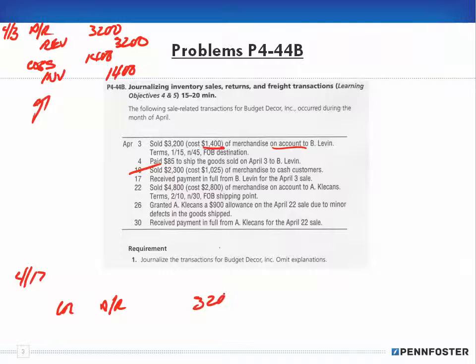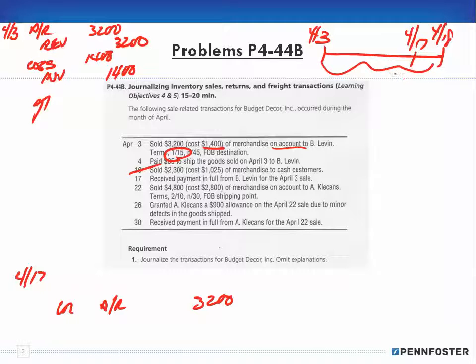However, what are they going to pay? When we sold it on account, the terms were 1% 15. So if this was April 3rd and 15 days later is April 18th, during that time period they're allowed to take a discount. And today happens to be the 17th, so they're able to take a 1% discount. So I have to calculate the discount: 3,200 times 1% is $32.